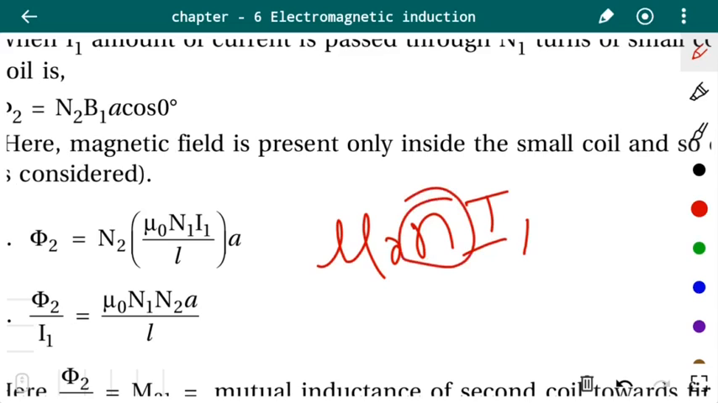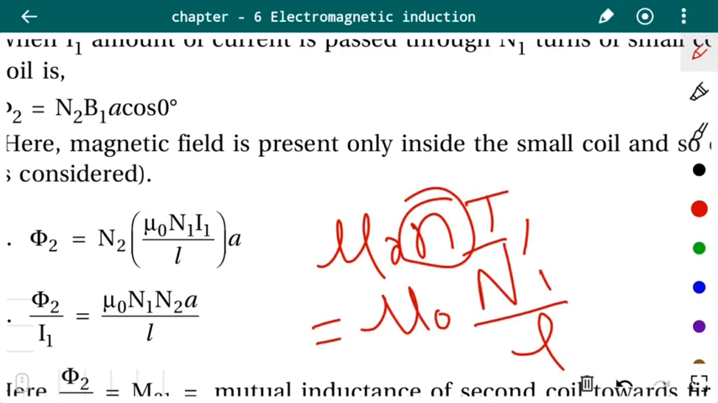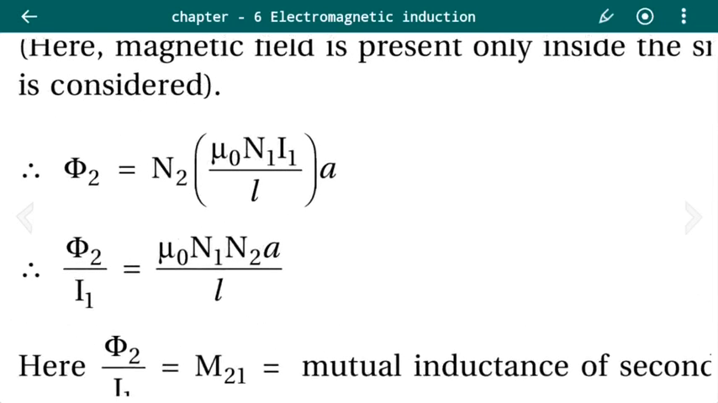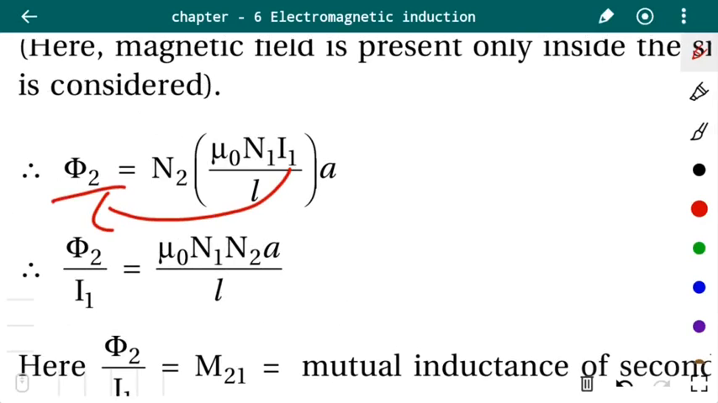Here n is nothing but the number of turns per unit length. So we can write mu 0 N1 by L I1. Thus phi2 equals N2 mu 0 N1 I1 upon L into A. Taking I1 to the denominator, we get phi2 upon I1 equals mu 0 N1 N2 A upon L.